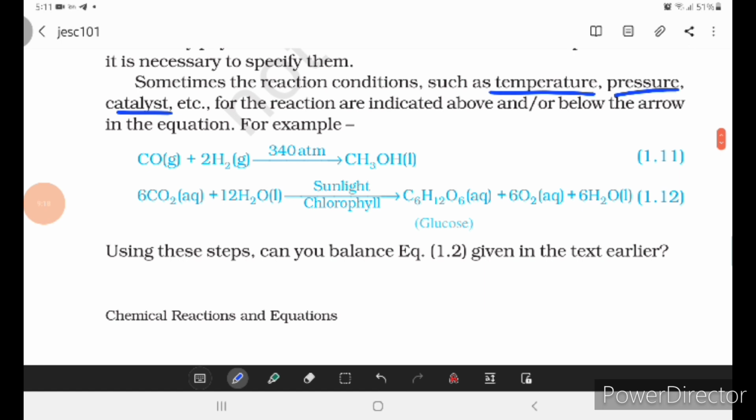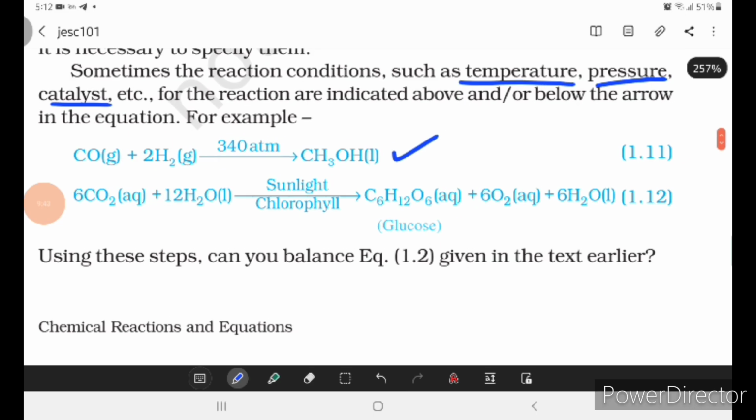For example, in these two situations, carbon monoxide, hydrogen, CH3OH under a great pressure of 340 atm, right? Now you can say, is this a skeletal equation or a balanced equation? Yes, it is a balanced equation. 1 carbon, 1 carbon, 1 oxygen, 1 oxygen, 4 hydrogens, 3 plus 1, 4 hydrogens. So this equation is balanced.